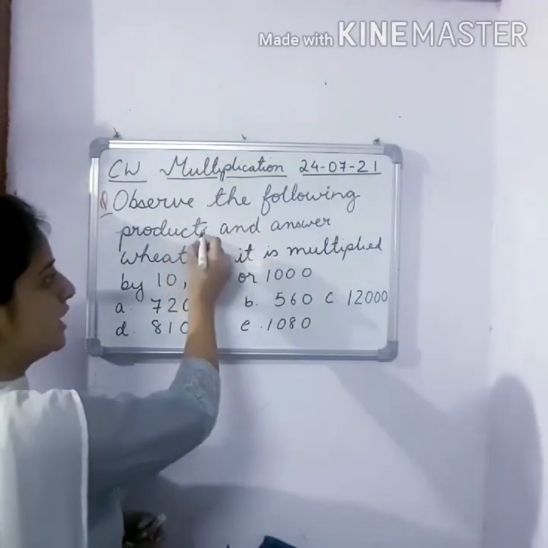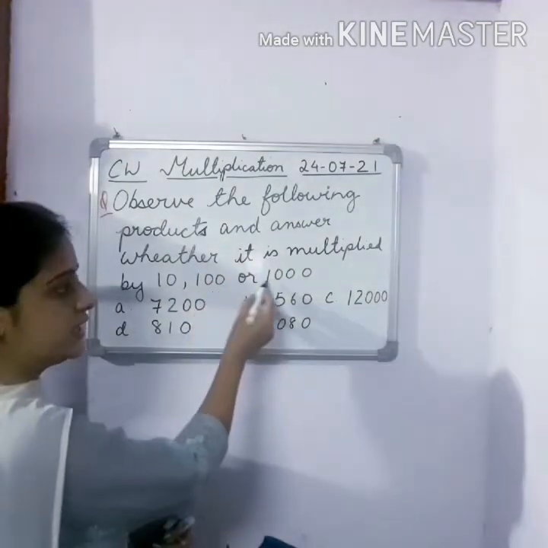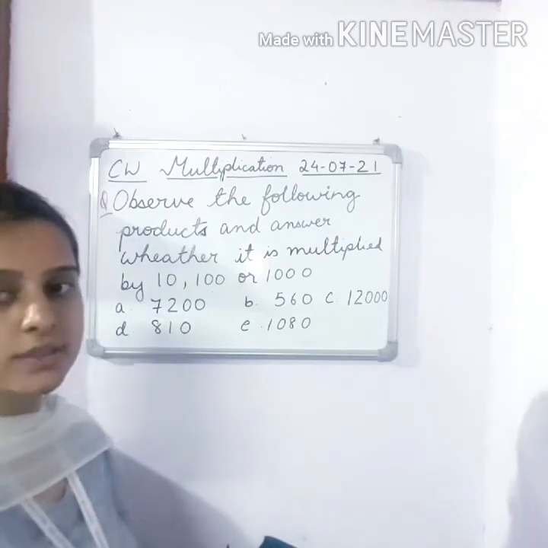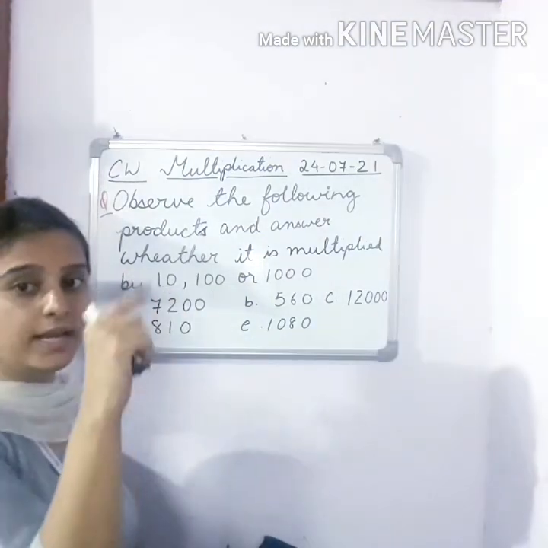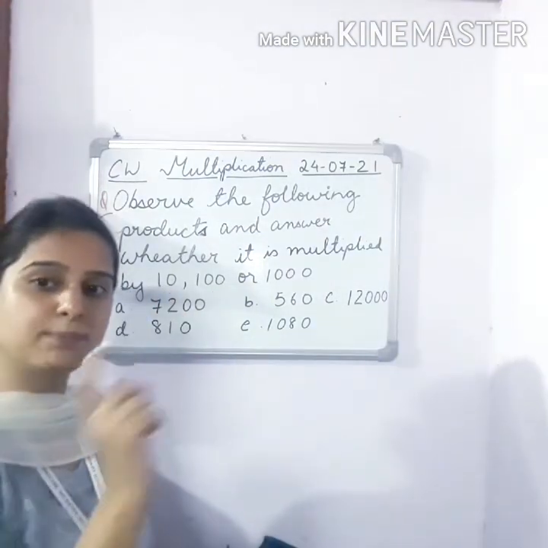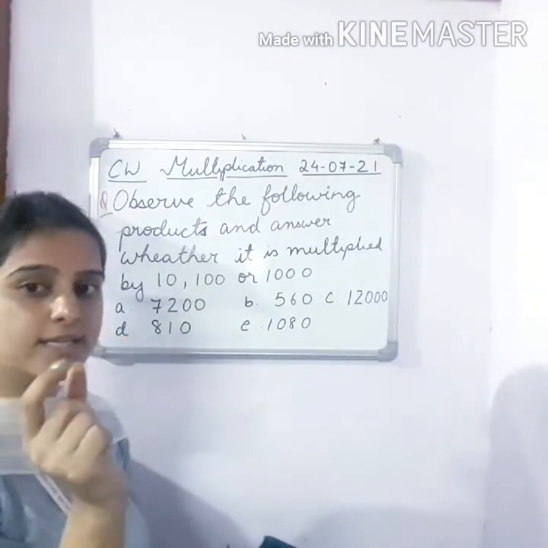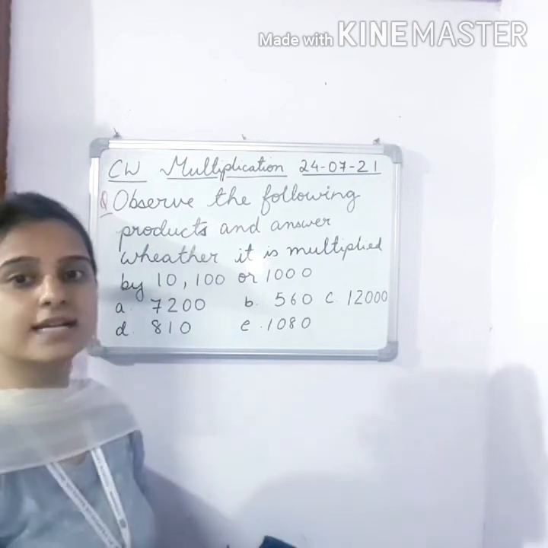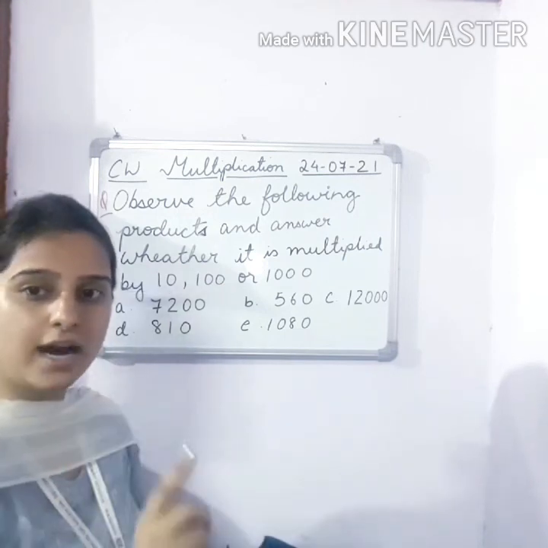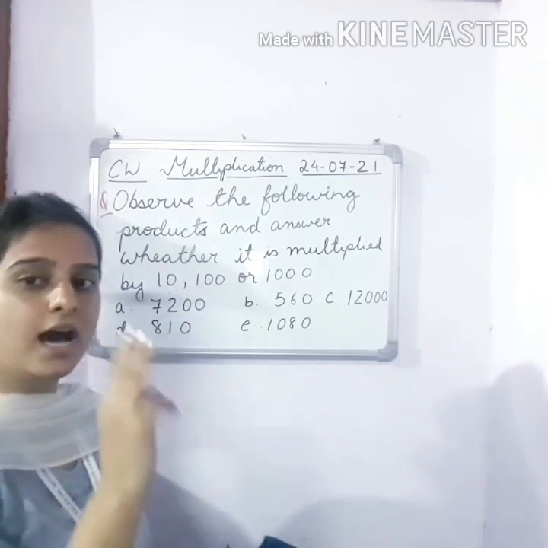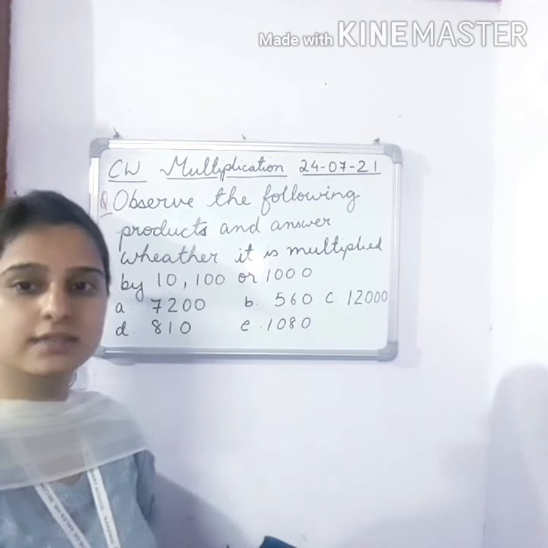Observe the following products and answer whether it is multiplied by 10, 100 or 1000. So children, you know that when the number is multiplied by 10, you can see 0 in ones place. That means that number is multiplied by 10. Then if you see in the product 2 zeros in tens and ones place, that means that number is multiplied by 100. If you see 3 zeros in hundreds, tens and ones place, that means the number is followed by 3 zeros, that means that number is multiplied by 1000.